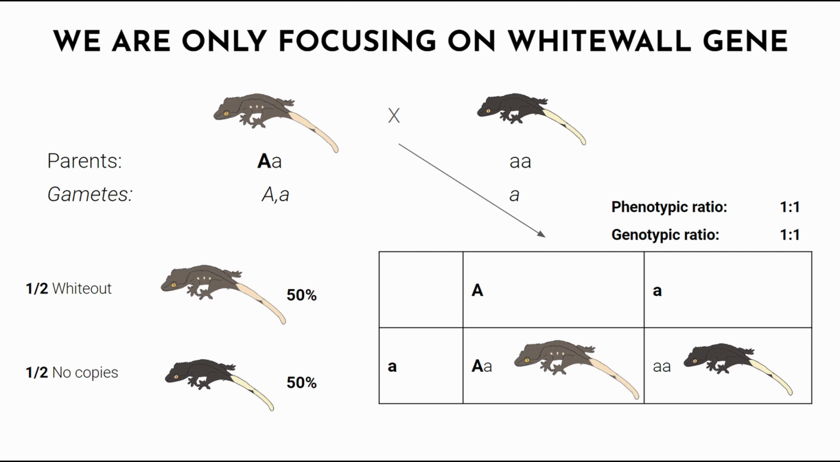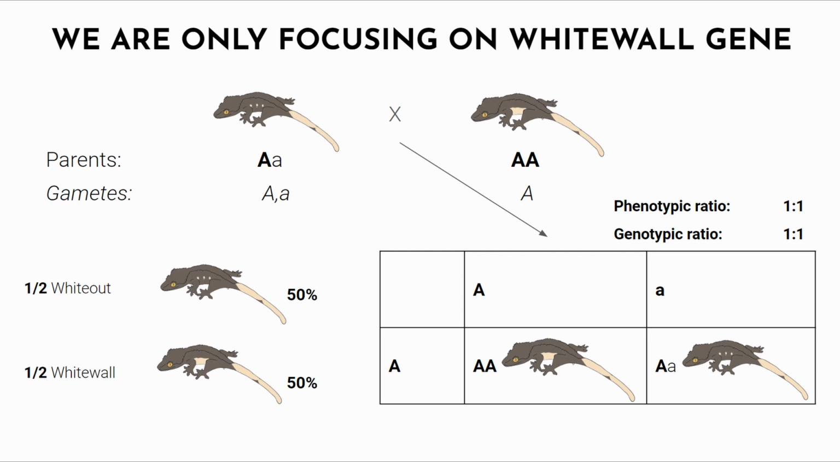This is because the gametes that are being passed on from the whiteout parents are big A, small a, while the gametes that are being passed on from the no whiteout, no white wall parent is only small a. So the possible combinations that we can make are big A, small a, and small a, small a. Since there are 2 possible combinations, there are only 2 possible genotypes. The genotypes will be big A, small a, and small a, small a, and the phenotypes will be half of them whiteout and half of them no whiteout, no white wall.